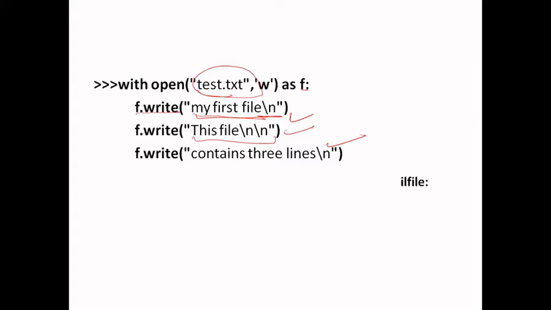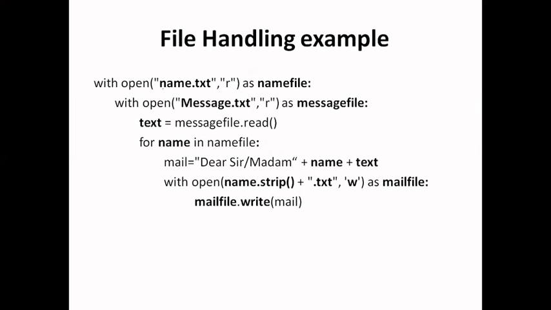As soon as we come out of this indented block, this file will be closed automatically. So we don't have to bother about the file closing operation. This is the basic advantage of opening a file using the with method. Let's see one more interesting example of file handling. Let's understand this example.